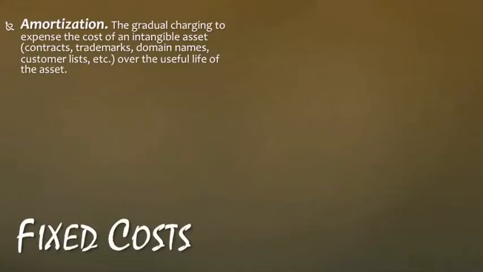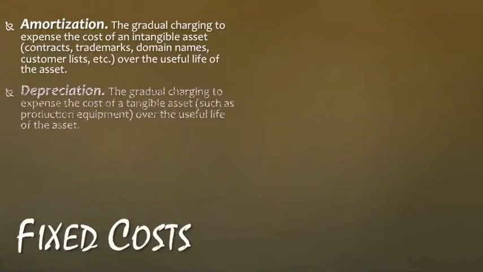All right, fixed costs. Now these costs don't change as sales change. So we'll look at a few examples I was able to pull together, and then again you're going to need to think of your own. So amortization, this is when you would charge the expense of an intangible asset over the useful life of the asset, and some examples of that are contracts, trademarks, domain names. Depreciation is a similar concept, but this is for tangible assets like pieces of equipment.